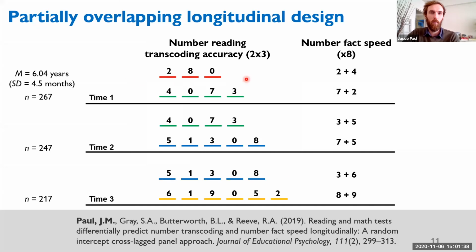And as you can see, we've increased the difficulty of this transcoding accuracy from 3 to 4 digits at the first time point, to 4 to 5, and then 5 to 6. And for number facts, the difficulty of the total sum, plus also the values in between, increased.